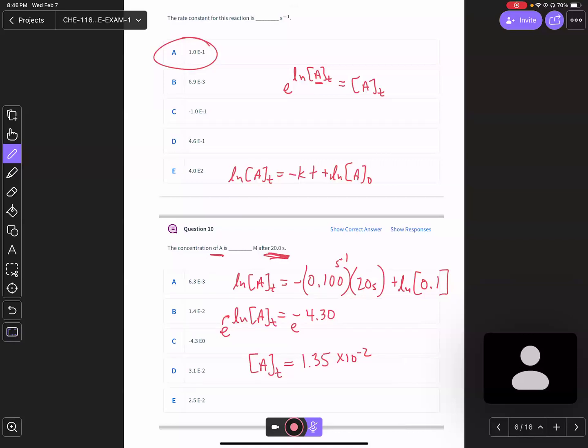Which, hopefully, I would go with choice 2 there. We would round that to 1.4 times 10 to the minus 2, our closest answer for question 10. So really we needed the rate constant from the previous one, and we needed to know that it was still a first order reaction, so we could still use the integrated rate law for a first order reaction to solve this problem.